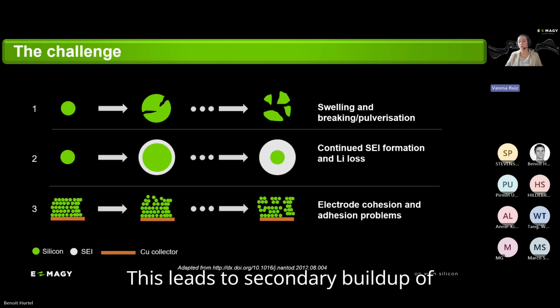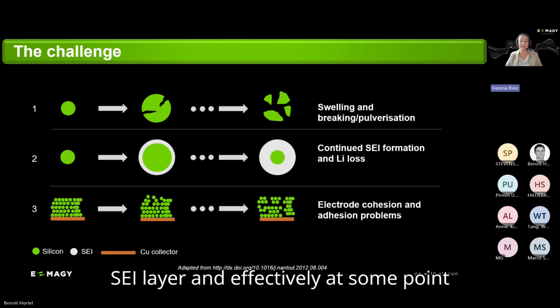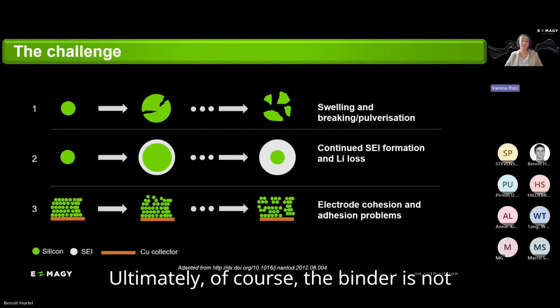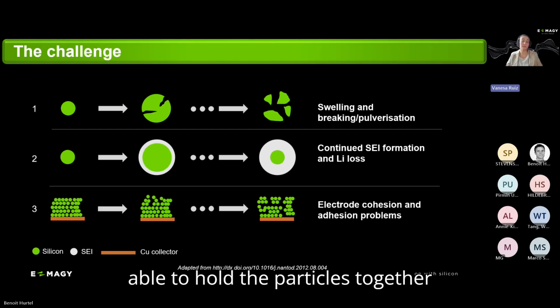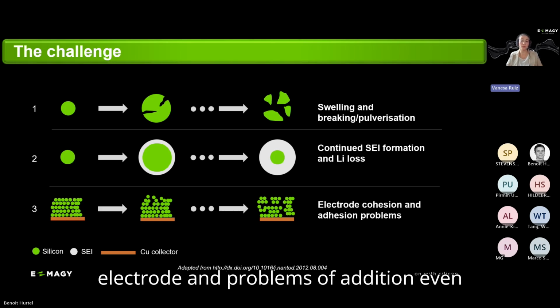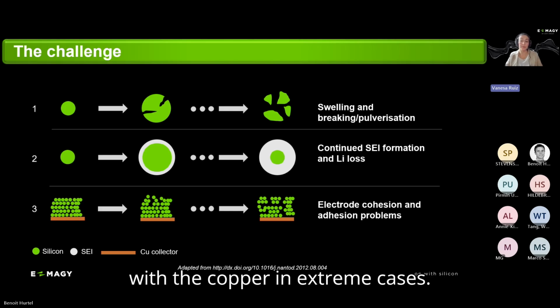This leads to secondary buildup of SEI layer and effectively, at some point, even consumption of the electrolyte. Ultimately, of course, the binder is not able to hold the particles together anymore. You lose cohesion of the electrode and have problems of adhesion, even with the copper in extreme cases.